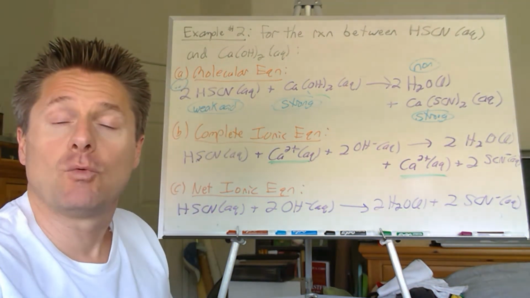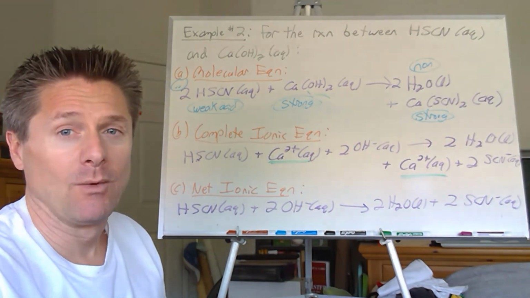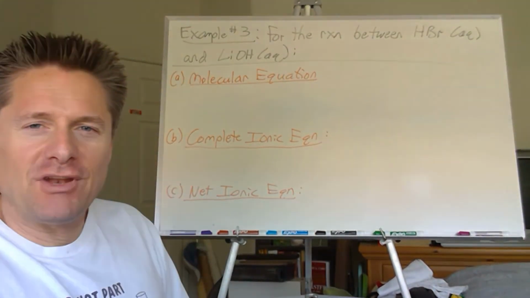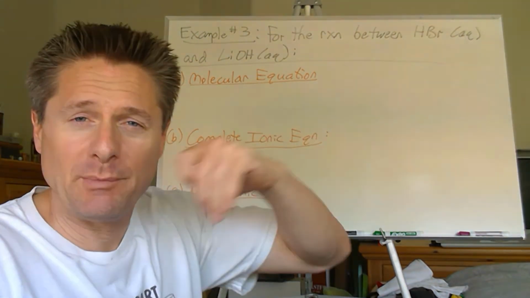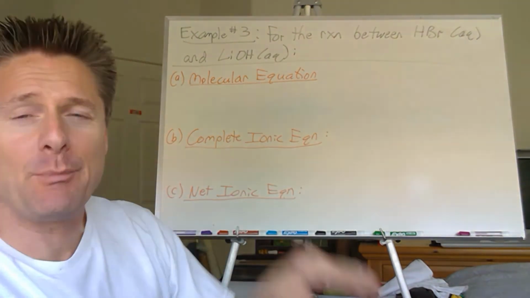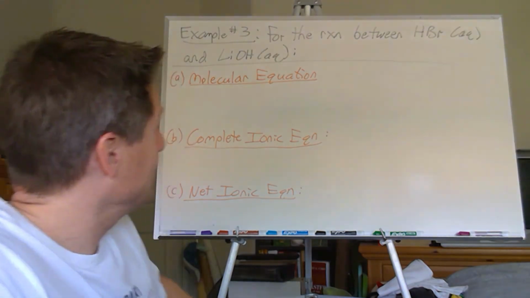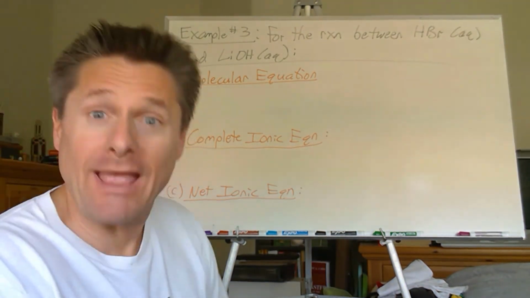All right, let's do one with a strong acid, which is a little bit weird. Here we go, the culmination of it all. So we did 1 precipitation example, 1 weak acid example. Let's do 1 strong acid.